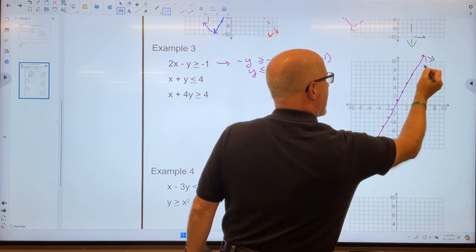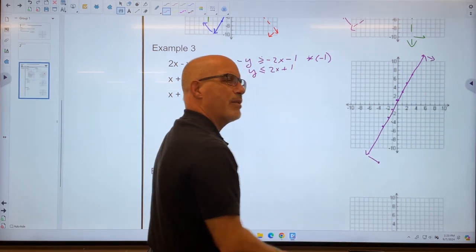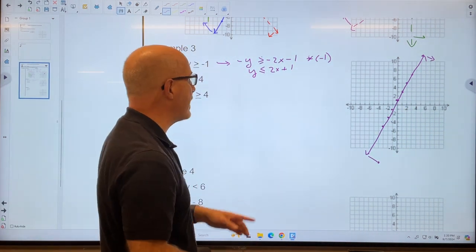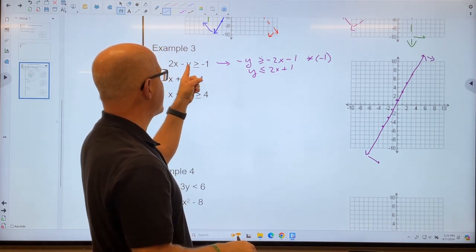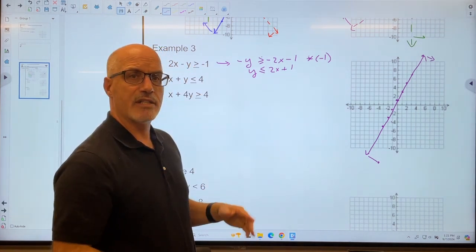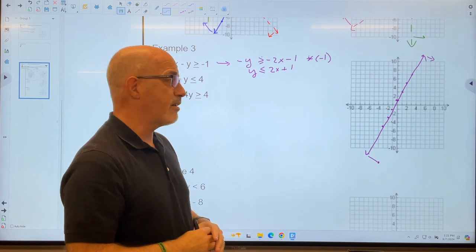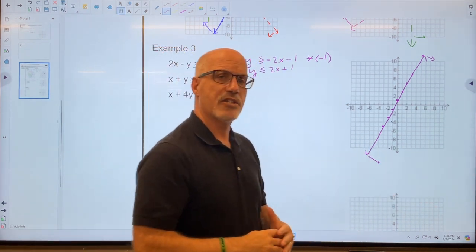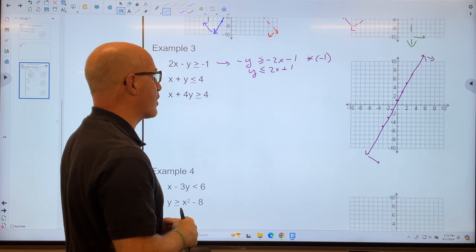Now, if you want to check, 0, 0 is just a little bit below it. It comes close, but it is below it. Is 0 minus 0 greater than or equal to negative 1? 0 is greater than or equal to negative 1. So I am shading on the side that that test point works.